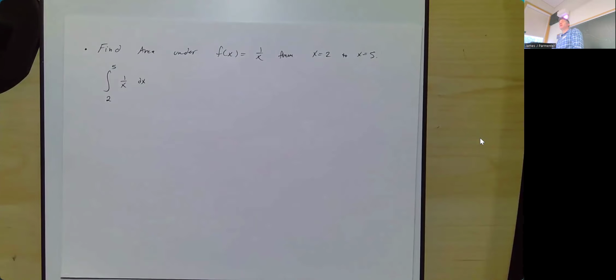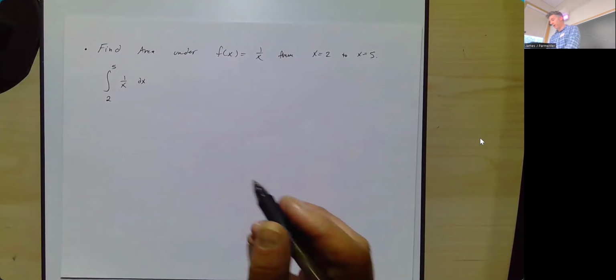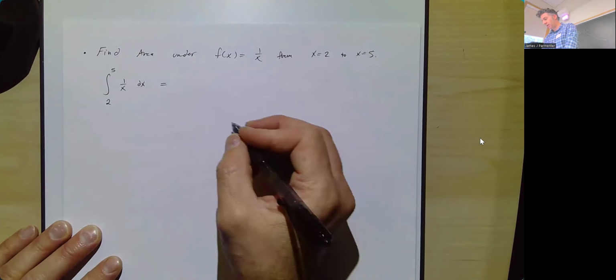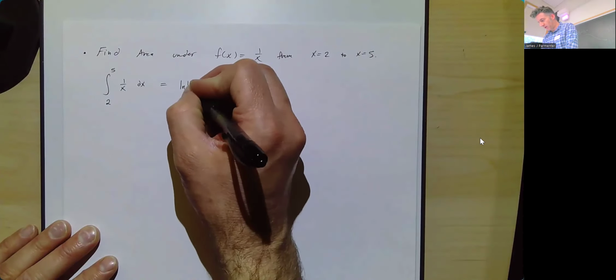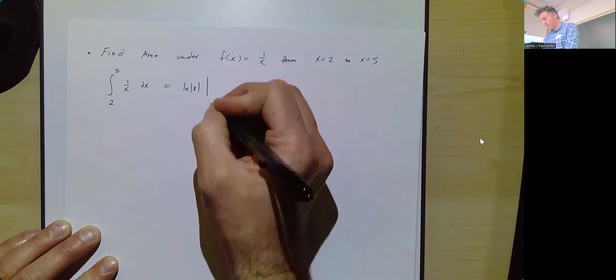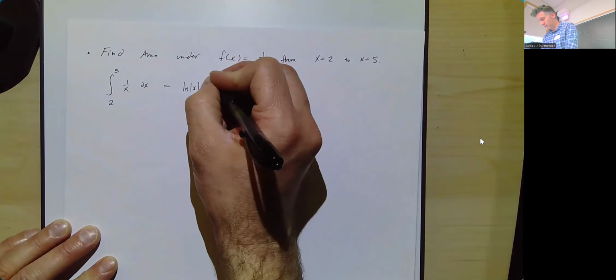The definite integral from 2 to 5 of 1 over x dx means find the area under that curve on that interval. And the way we do it is by anti-differentiating first. So we're going to get the natural log of the absolute value of x evaluated from 2 to 5.